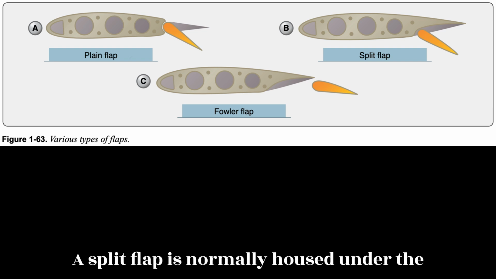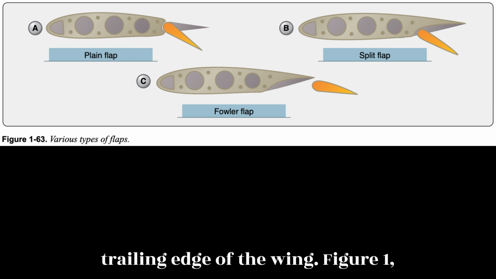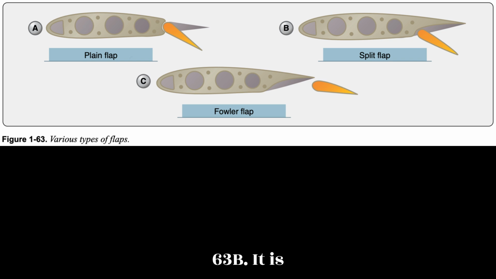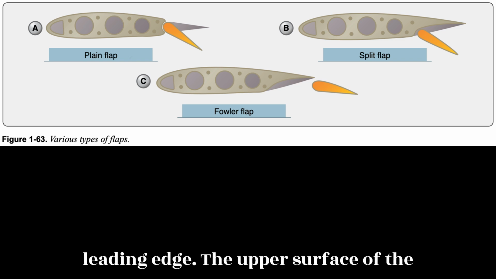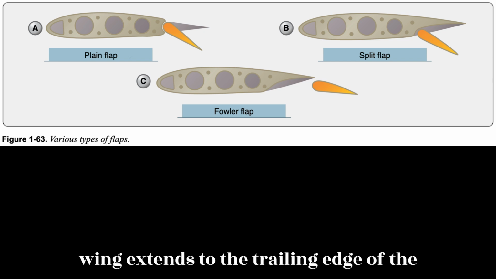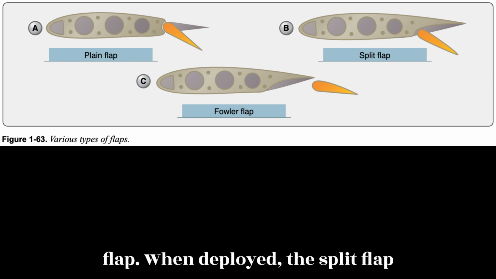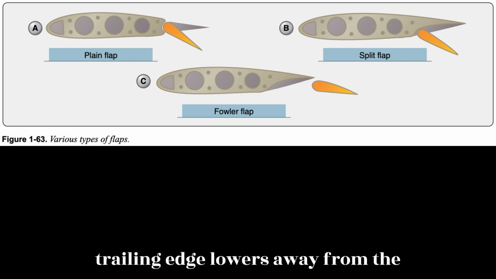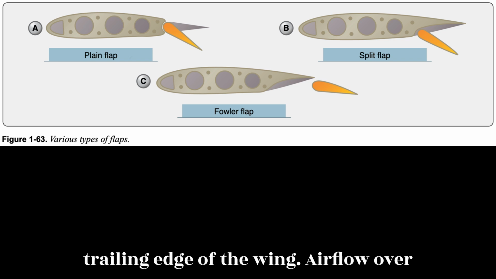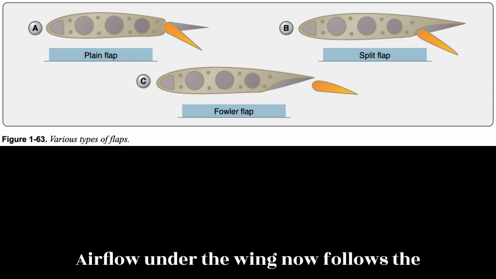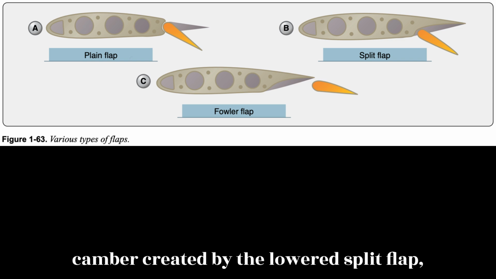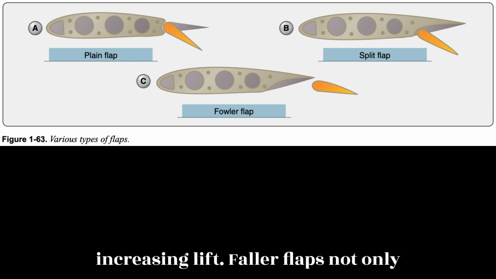A split flap is normally housed under the trailing edge of the wing. Figure 1-63B. It is usually just a braced flat metal plate hinged at several places along its leading edge. The upper surface of the wing extends to the trailing edge of the flap. When deployed, the split flap trailing edge lowers away from the trailing edge of the wing. Airflow over the top of the wing remains the same. Airflow under the wing now follows the camber created by the lowered split flap, increasing lift.